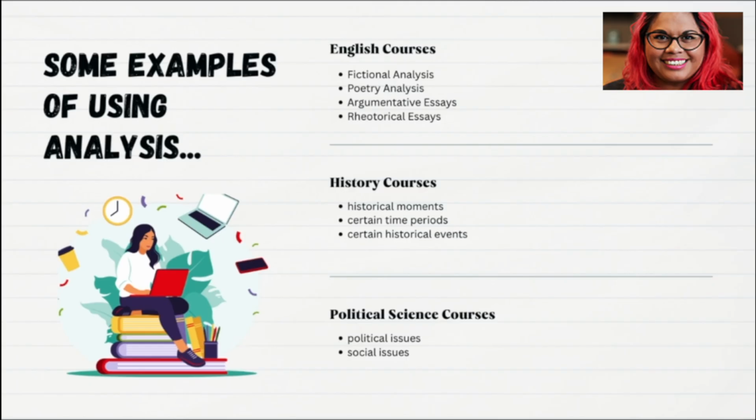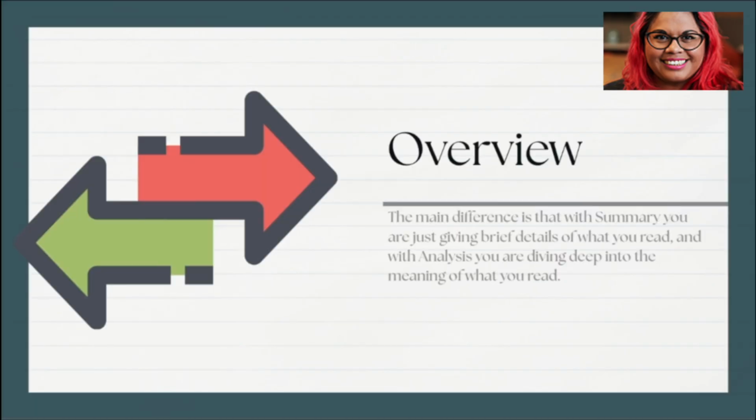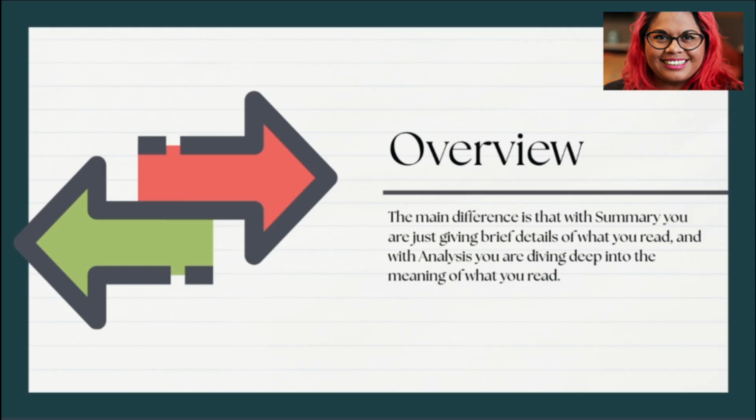Or for a political science course, you might have to analyze a certain political or social issue and how it affects society. And the list goes on, because there will be multiple times when analysis is used when writing essays for the majority of your college courses. So, to sum up, the main difference with summary and analysis is that with summary, you're just giving brief details of what you read, and analysis is diving deep into the meaning of what you read, and you will be using them at different times.